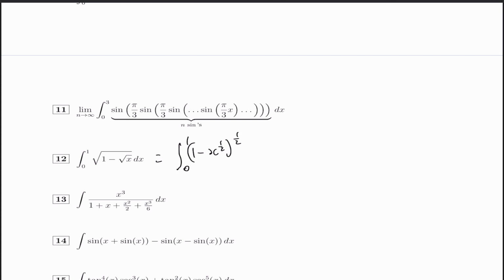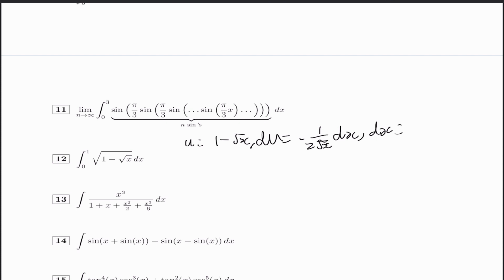What we can do, well, we can just try a u substitution here and set u to be the inside of the expression. So we have u to be 1 minus the square root of x. Therefore, du, taking the derivative of 1, is just 0, and we have negative 1 over 2 root x dx, just standard stuff. Therefore, dx is going to be negative 2 root x du.